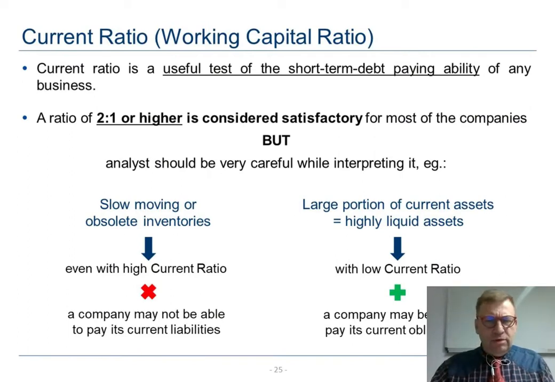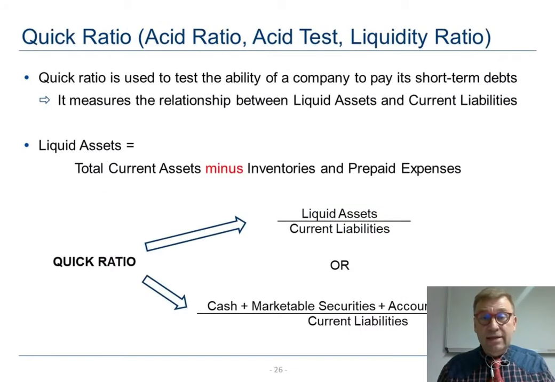But, as you probably might think, if we have some problems with current ratio, perhaps there is another ratio that might help us in clearing the doubt about the current ratio. And then we come to another wonderful tool, and this wonderful tool is called quick ratio. Sometimes people call it in slang acid ratio or acid test.